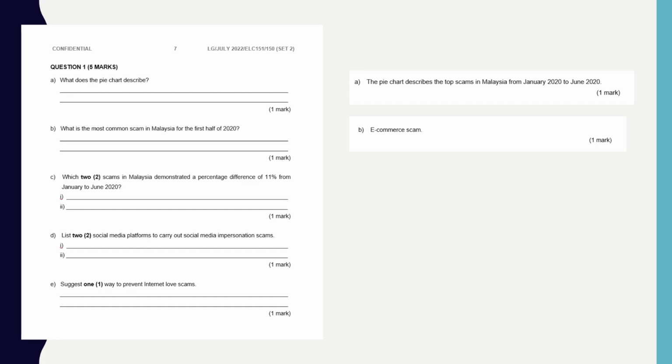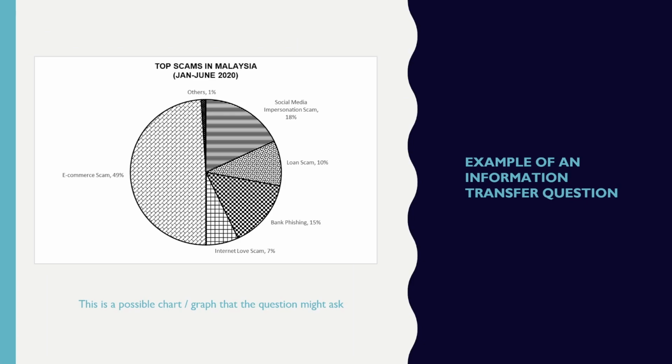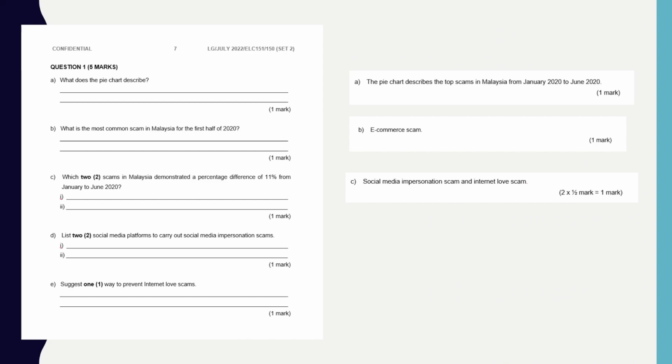Okay, so after you get it, list down the two scams that got the answers. For this one, it will be social media impersonation scam and internet love scam, because social media impersonation scam is 18%, while internet love scam is 7%. 18 minus 7 is 11. So that will be the answer.